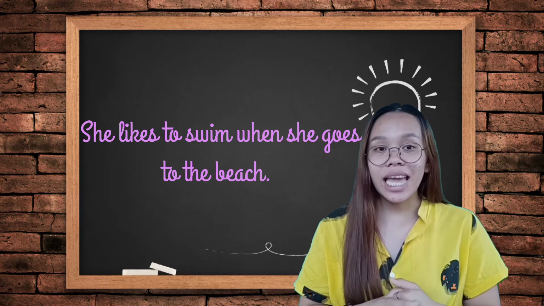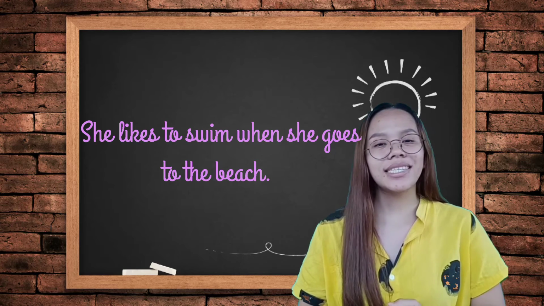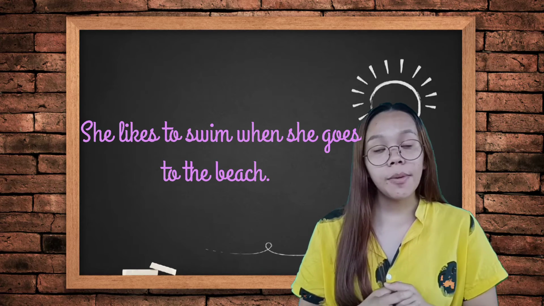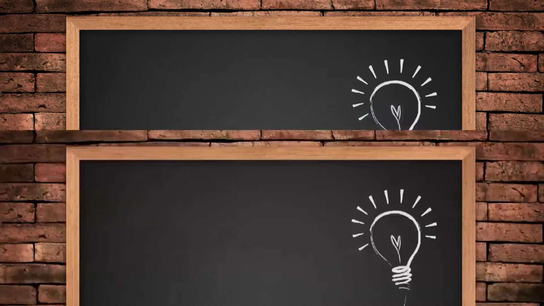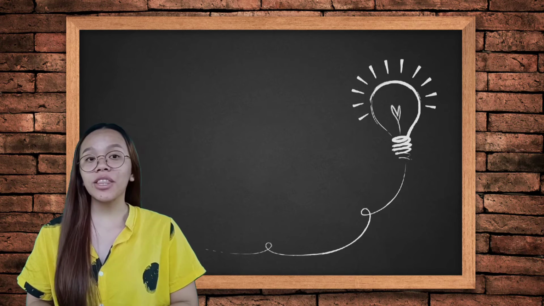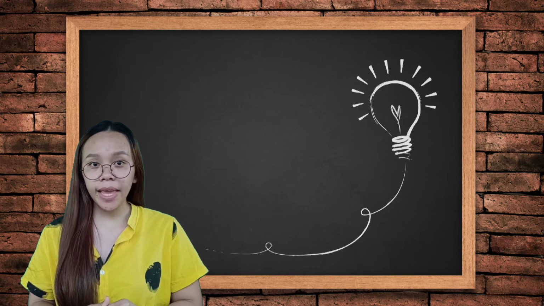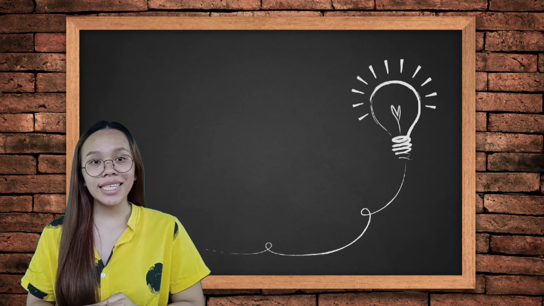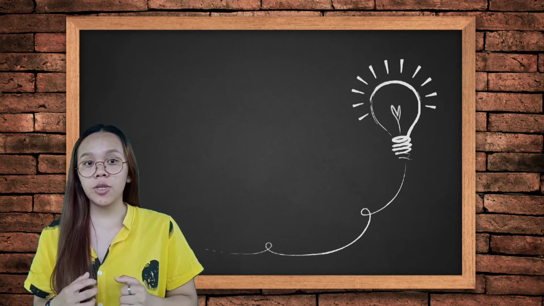Remember, it can stand by itself. It doesn't need anything else to make sense. Also, we have our dependent clause, and it's "when she goes to the beach." Now, a dependent clause needs something to make it a complete thought. We can say "when she goes to the beach," but that wouldn't be a complete sentence. So, it needs an independent clause for it to make sense.